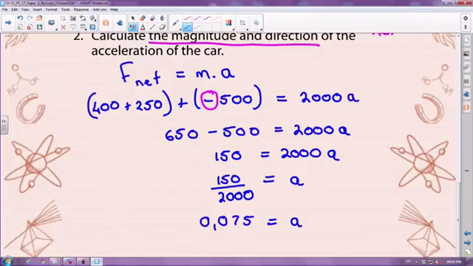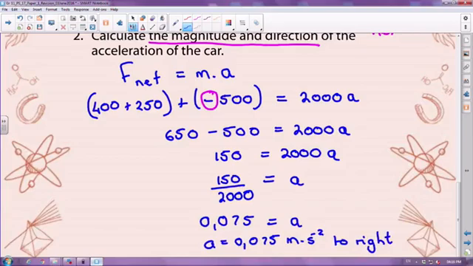Okay, so here I go, 0,075. Now that's not a complete answer. I need a unit and a direction. So I'm going to say acceleration is equal to 0,075 meter per second squared to the right. It's a vector. That means it needs magnitude and direction.